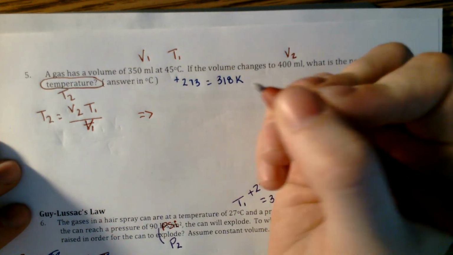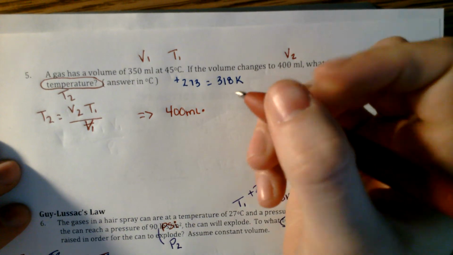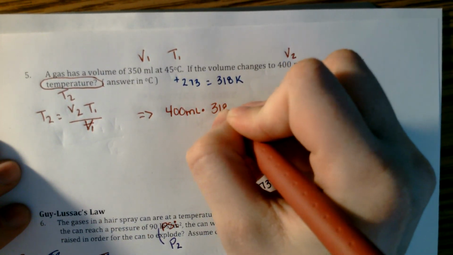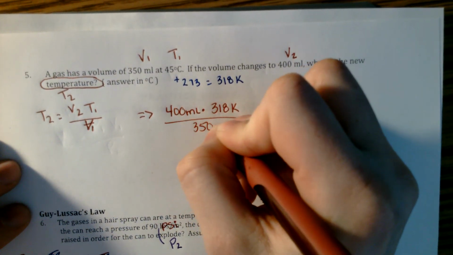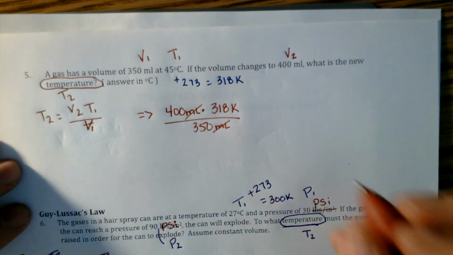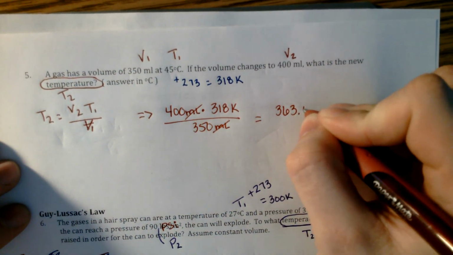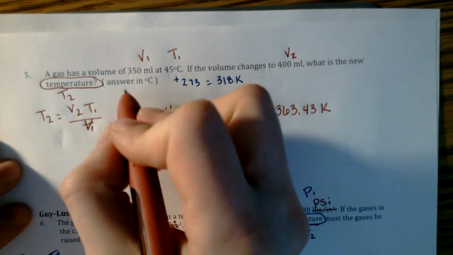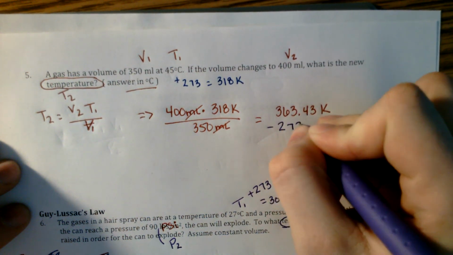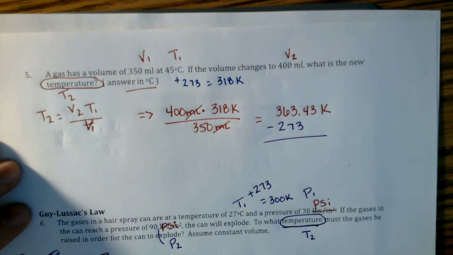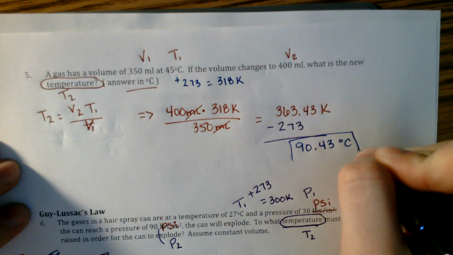So T2 is equal to volume 2, which is 400 milliliters, times our temperature 1, which is 318 Kelvin, divided by volume 1, which is 350 milliliters. Our unit of milliliters is going to cancel out, and we are going to be left with an answer of 363.43 Kelvin. The answer wants to be in degrees Celsius, so we're going to take our Kelvin answer and we're going to subtract 273 from that, and that's going to give us a value of 90.43 degrees Celsius.